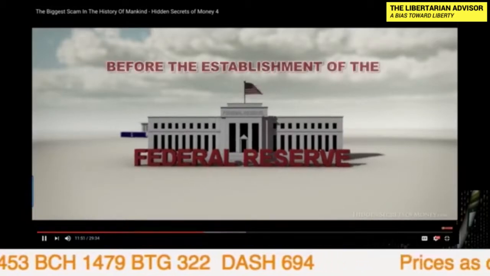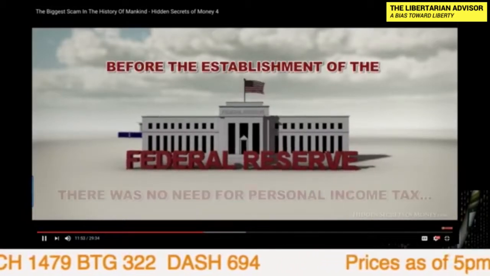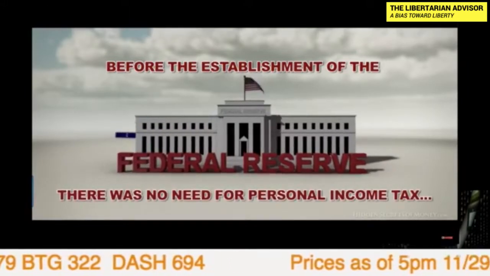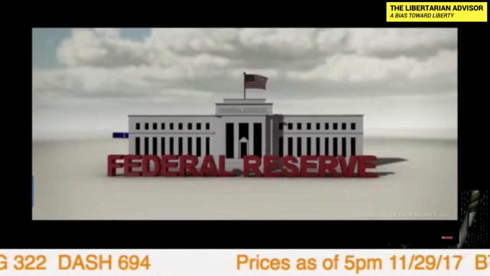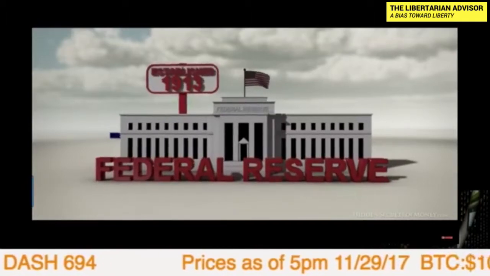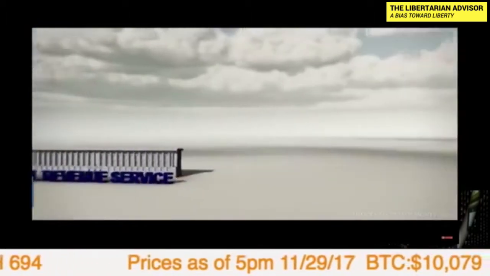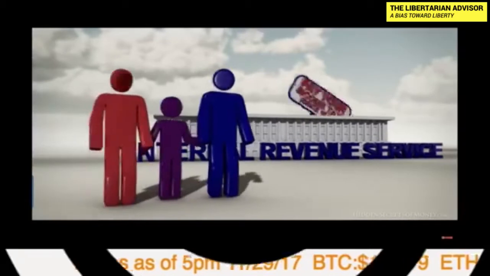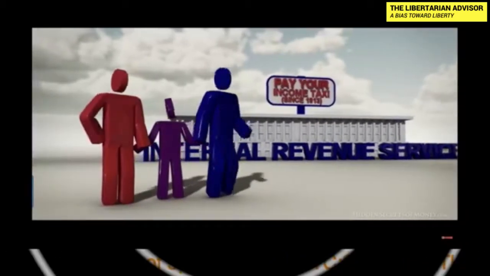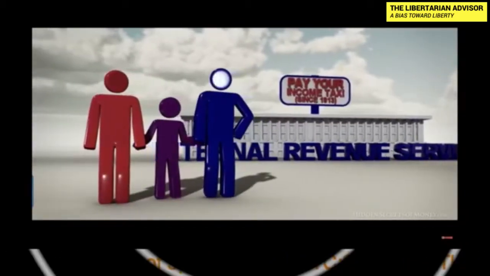Before the establishment of the Federal Reserve, there was no need for personal income tax. The Federal Reserve was created in 1913, and that very same year, the Constitution was amended to allow income tax. Do you really think this was just a coincidence?